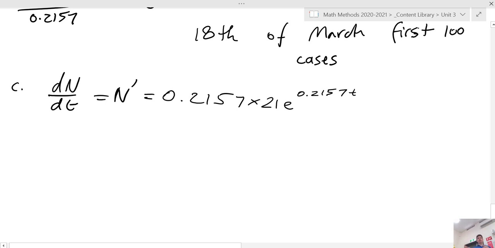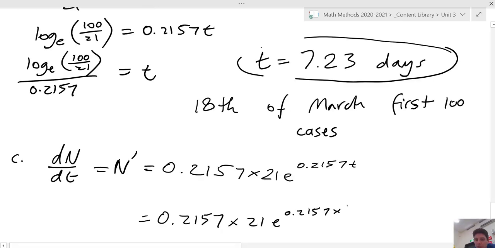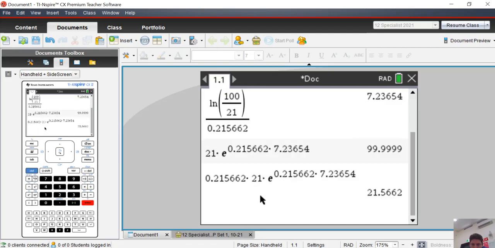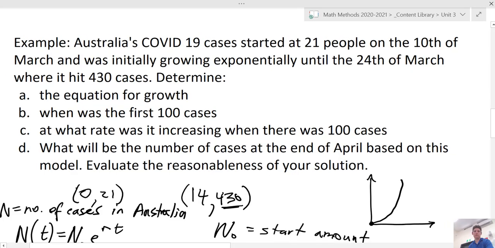So we simply do what? So we sub in 7.23, and that will give us the rate. So how much it's increasing. Times by that at the front. Okay, so what does that number mean? Yep, so in one day it'll increase by that much. Does that make sense? That's the rate of increase at that point in time.